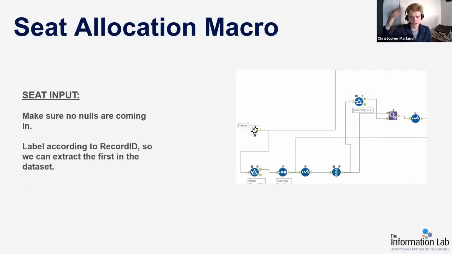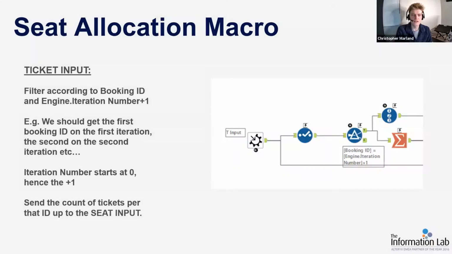Okay, so this is then giving the record IDs to them. It's already been ordered, but it's giving it the record IDs. And then in the ticket input, what we're doing here is we're filtering according to booking ID equals iteration number plus 1.